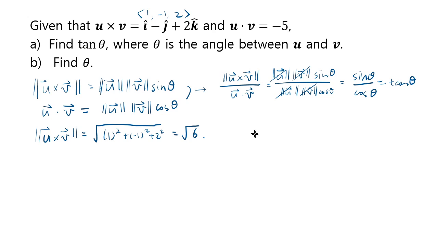And therefore, tangent of theta would be the ratio between this over that, right? So tangent of theta is the norm of u cross v divided by u dot v, which is equal to square root of 6 divided by -5, or negative radical 6 over 5.